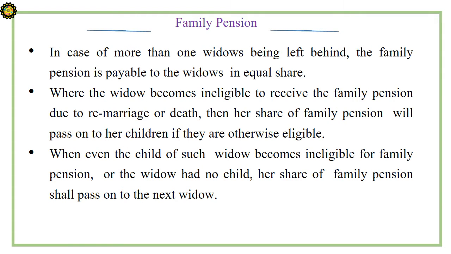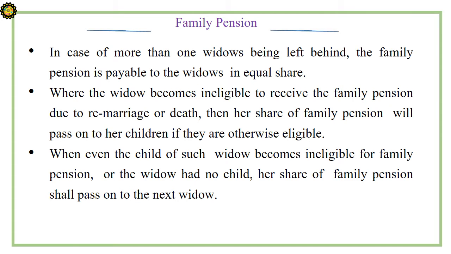In case of more than one widow being left behind, the family pension is payable to the widows in equal share. Where the widow becomes ineligible to receive the family pension due to remarriage or death, then her share of family pension will pass on to her children if they are otherwise eligible. When even the child of such widow becomes ineligible for family pension, or the widow had no child, her share of family pension shall pass on to the next widow.